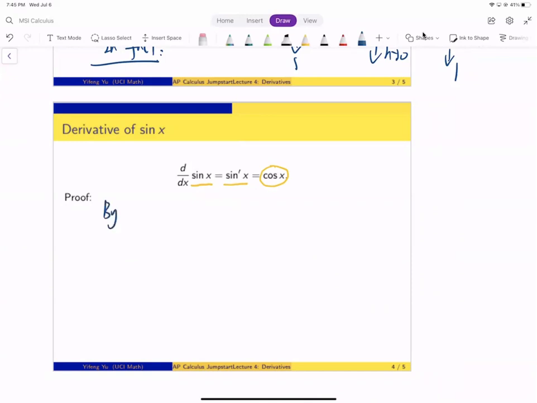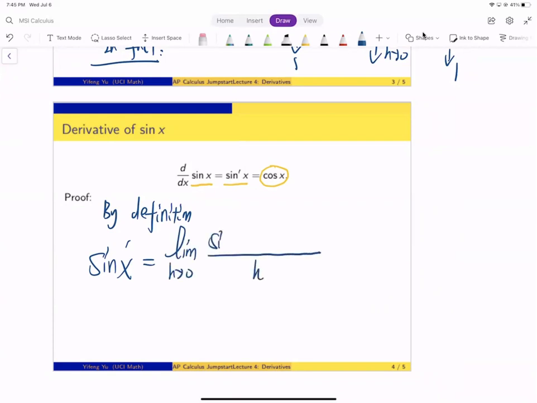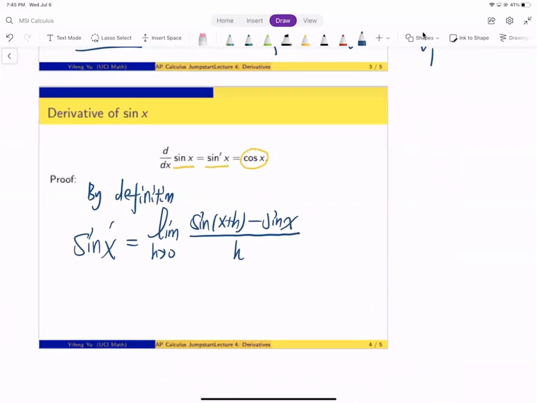We say, okay, by definition, the derivative of sine x, right? So this is pure definition. It's the limit as h goes to 0 of, this is h, this is sine of x plus h, minus sine x. This is definition, right? Nothing else. It's just definition. Okay. Then the question is, how do you simplify this?